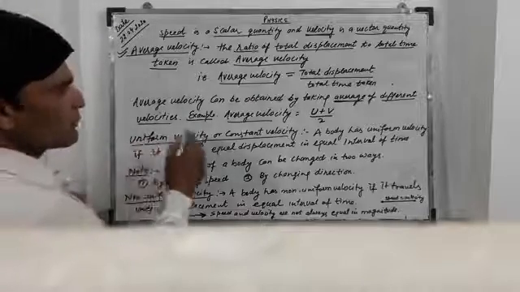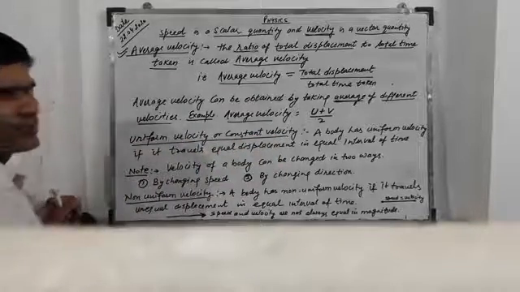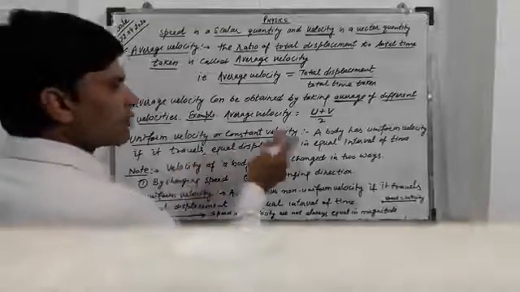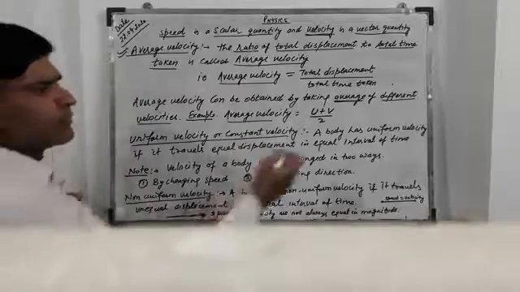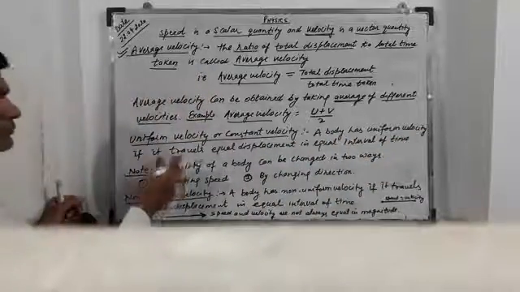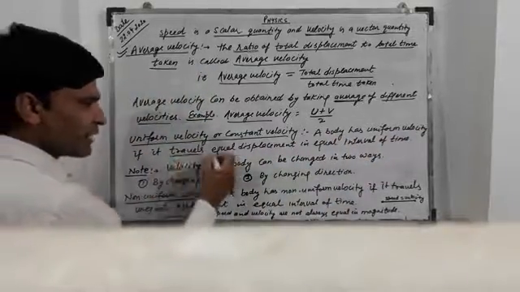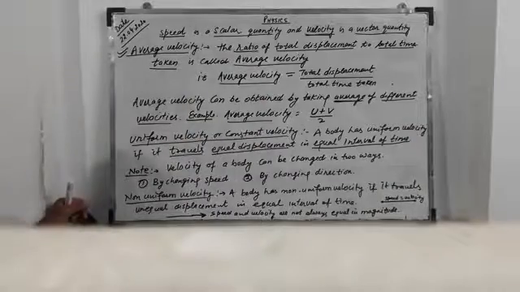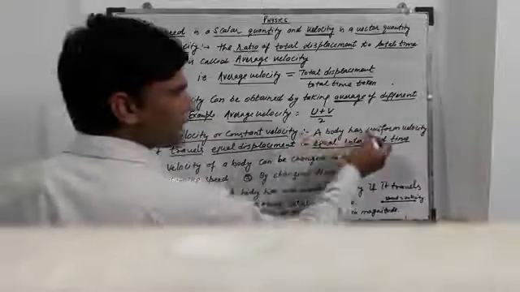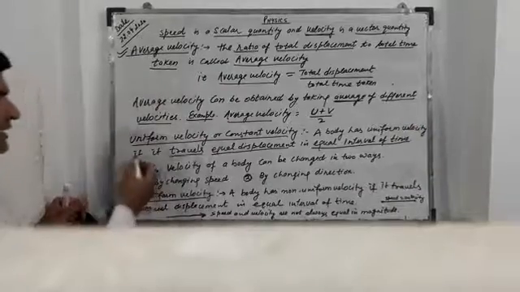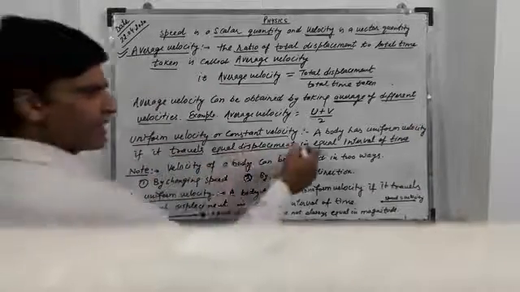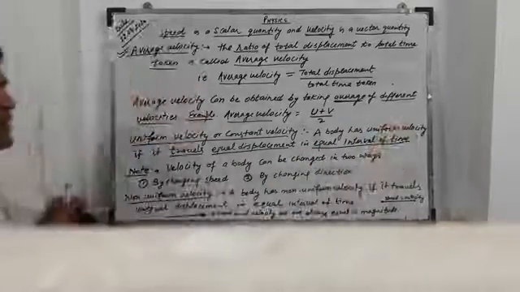Then uniform velocity or constant velocity. If a body is moving with constant velocity, then it travels equal displacement in equal intervals of time. This means if a body has uniform velocity, then it travels equal displacement in equal intervals of time.